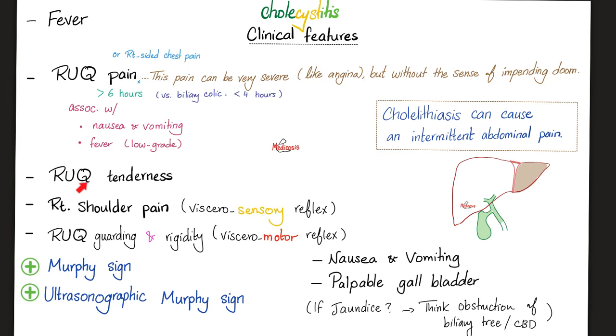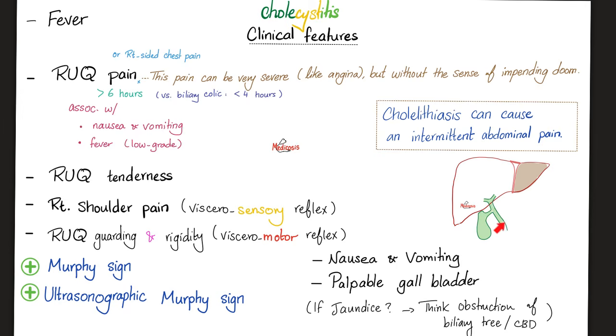Not just pain, but also tenderness. Right shoulder pain. This is the referred pain. It's a viscerosensory reflex. Right upper quadrant guarding and rigidity are rare. They are signs of peritonitis, visceromotor reflex. A positive Murphy sign when you do it with your hands. A positive ultrasonographic Murphy sign when you do it with the ultrasound probe. Nausea, vomiting can happen. Palpable gallbladder, you might be able to feel it. Is there jaundice? Usually not. If you see jaundice, it means the stone has left the cystic duct.